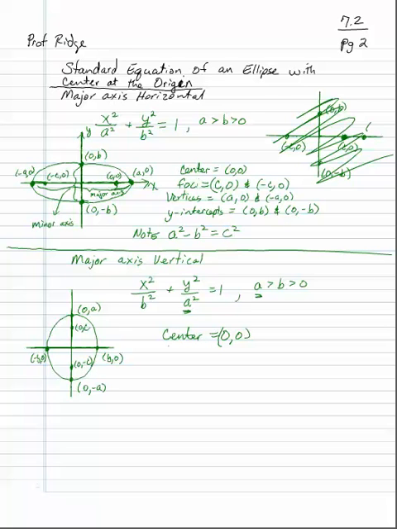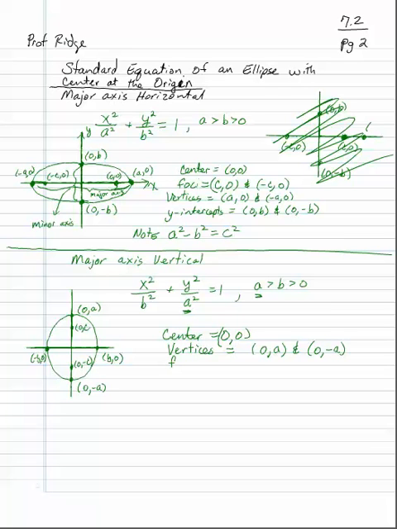Your vertices will be, now the major axis, the vertices are always on the major axis. That's something to remember. So we're going to go A in the y direction. So it'll be 0, A and 0, negative A.